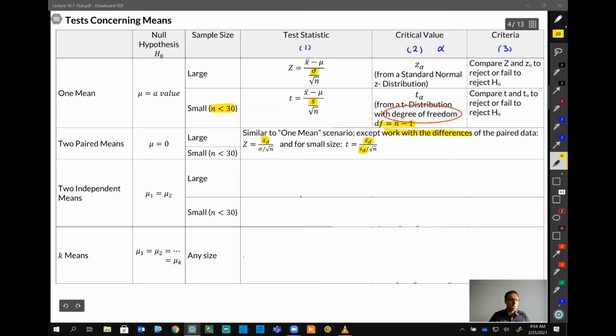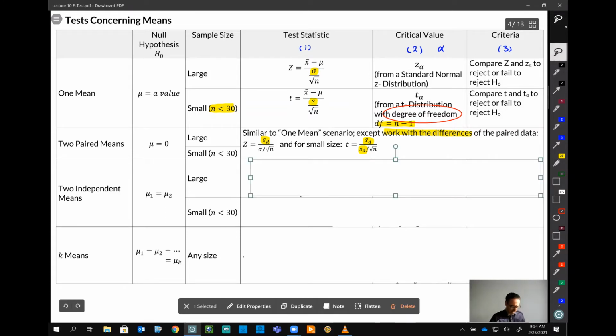Okay, so let's get to the third row, the two independent means. Two different 3D printers, two different machines. The sample size is large.